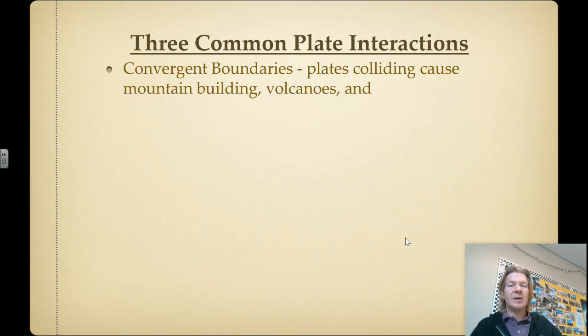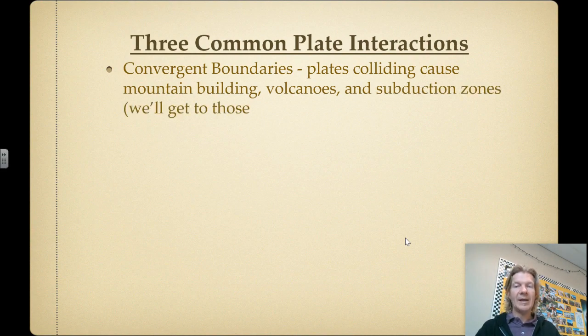Convergent boundaries. Those are plates colliding. They cause mountain building, volcanoes, and subduction zones. And we'll get to that stuff later, but you can write that point down. Now, if I'm moving too fast, that's okay. Just pause the video or write the notes and go back and watch the video. There's a PDF form of the notes too.